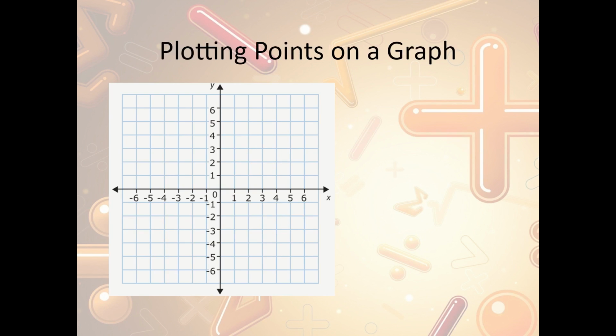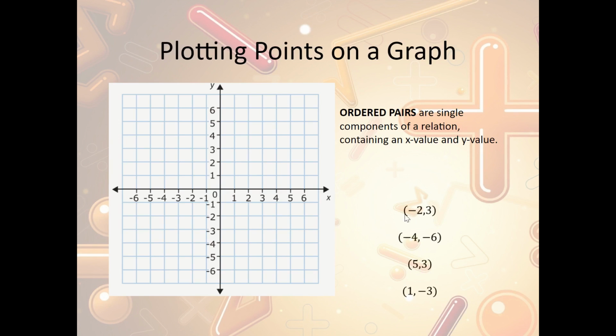Now, how do we plot points on the graph? Well, first of all, we're given ordered pairs. Ordered pairs are single components of a relation containing an x value and a y value. So what that means is we're given an x and a y. For instance, this is an ordered pair: (-2, 3). The way this works is my x goes first and then my y. If you have trouble remembering that, just remember that they go in alphabetical order. So x, then y.